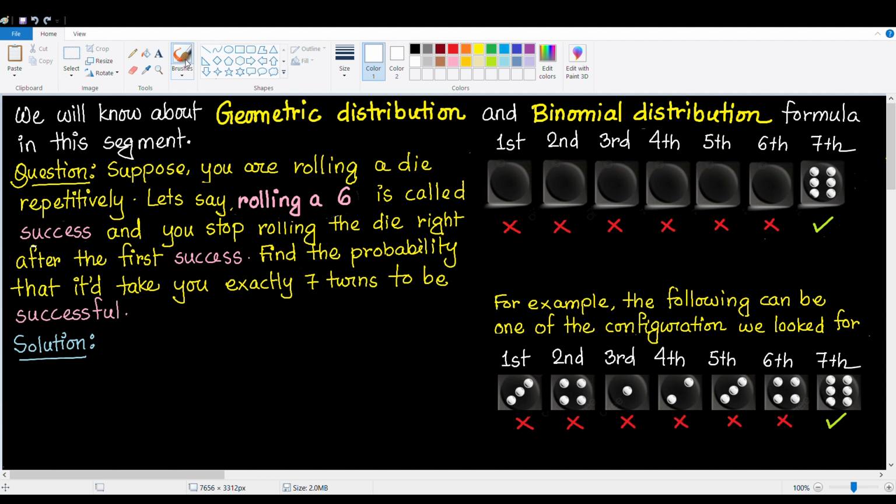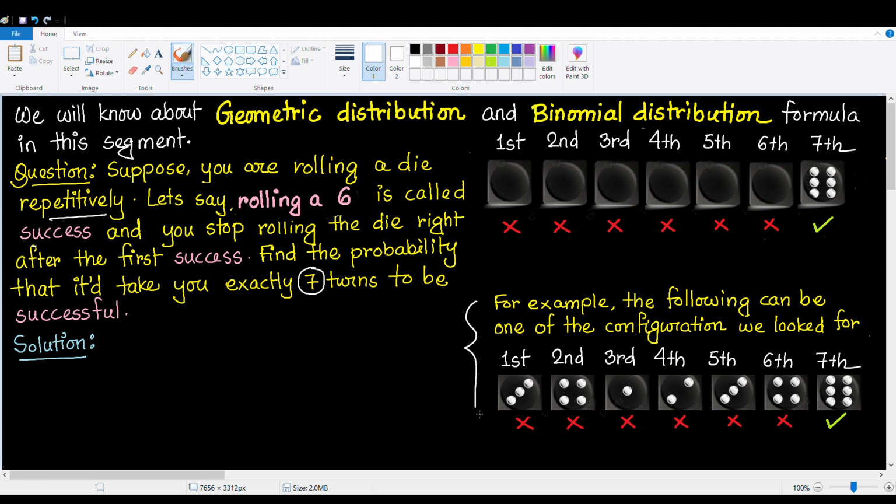The problem states that suppose you are rolling a die repetitively. Let's say rolling a 6 is called success, and you stop rolling the die right after the first success. So you keep rolling the die until you get a 6, and whenever you get a 6, you stop. Find the probability that it will take you exactly 7 turns to be successful.